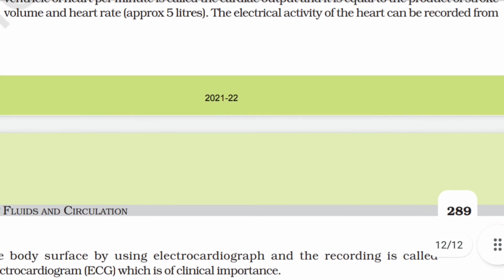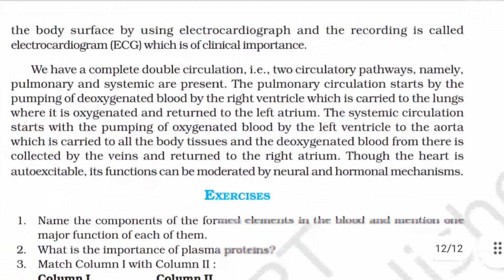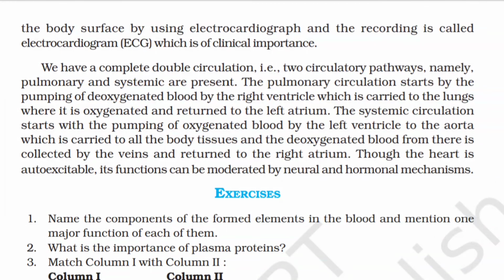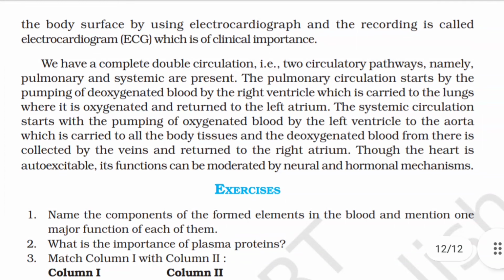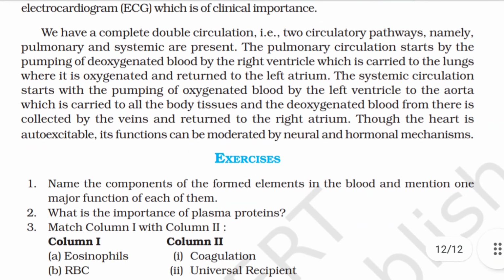The electrical activity of the heart can be recorded from the body surface by using an electrocardiograph, and the recording is called an electrocardiogram, ECG, which is of clinical importance. We have a complete double circulation, that is, two circulatory pathways, namely pulmonary and systemic, are present. The pulmonary circulation starts by the pumping of deoxygenated blood from the right ventricle, which is carried to the lungs where it is oxygenated and returned to the left atrium.